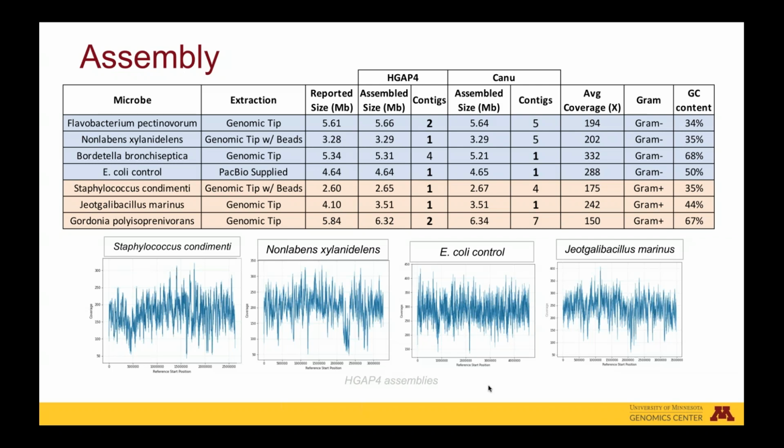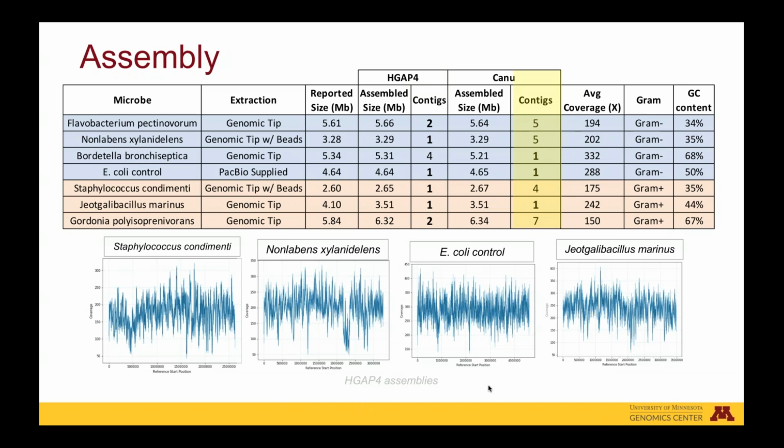And from a pure contiguity standpoint, you can see that we're often getting closed genomes from both HGAP and Canu, but sometimes one is performing better than the other. And that's just based on the algorithms that they use to construct these.